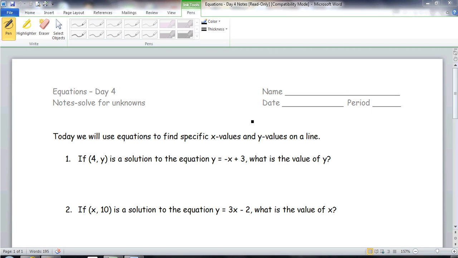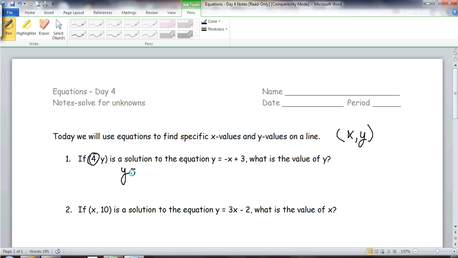Today we're looking at how to solve equations given a coordinate pair. So if we have a coordinate pair, in each one we're going to have an x value and a y value. We'll be given one. So in this case you see we do not know what the y is, we know what the x is. The x is 4. So we're going to plug that x into this equation.